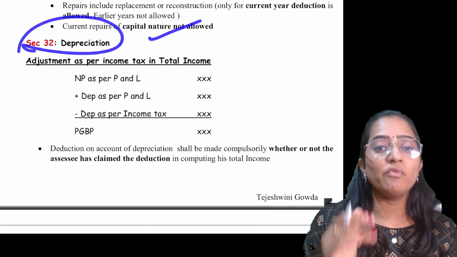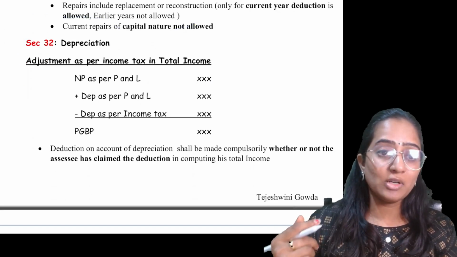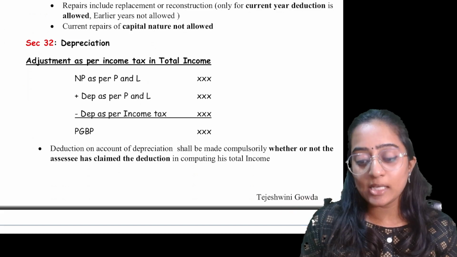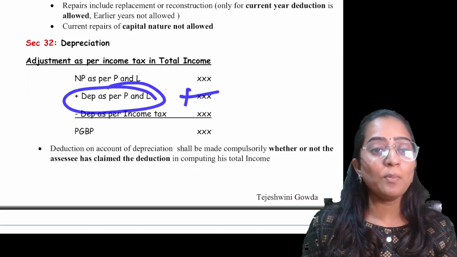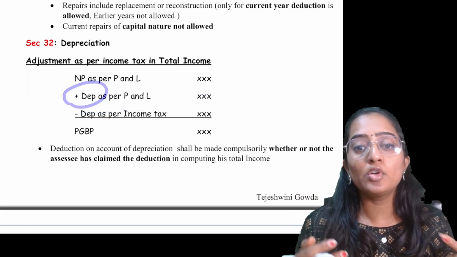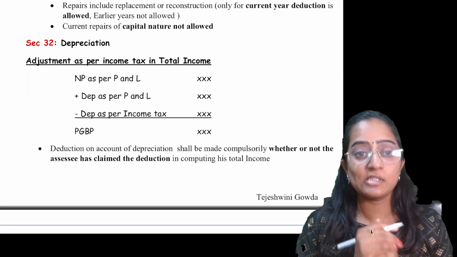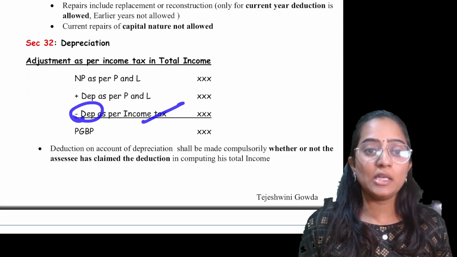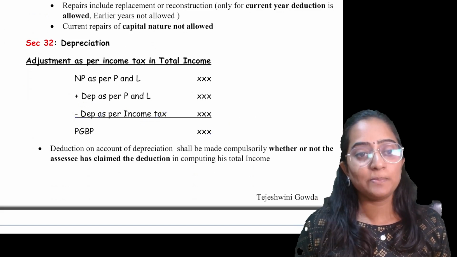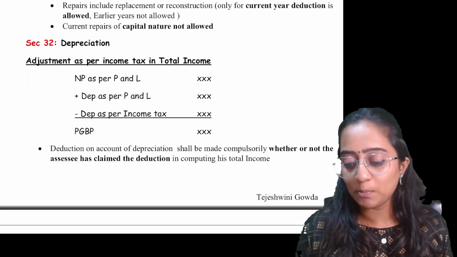Okay, then next comes a very important section which speaks about depreciation. See, whenever you're considering depreciation as per the P&L account, you're going to add it back, because that is not going to be allowed. That is going to be disallowed. Whenever you are doing the disallowed, it is always the concept of add back of the expenses. So minus the depreciation as per the income tax, this would result in PGBP. Clear? Deduction on account of depreciation shall be made compulsory.